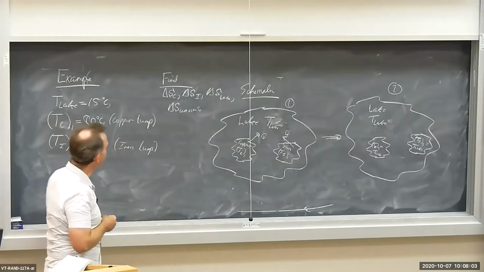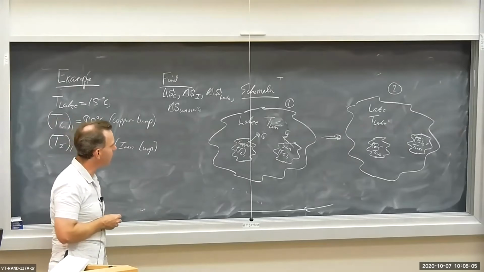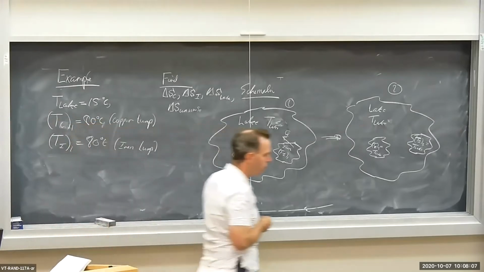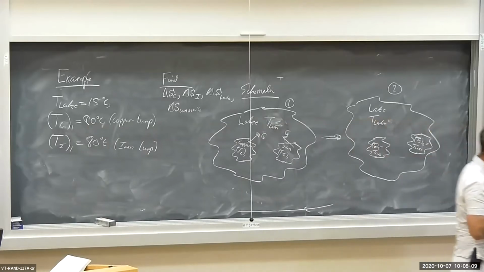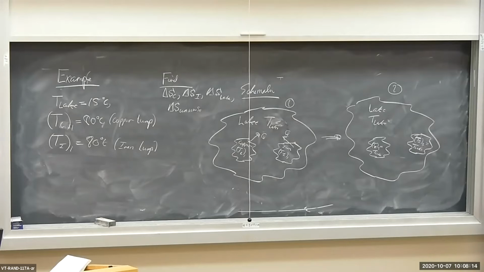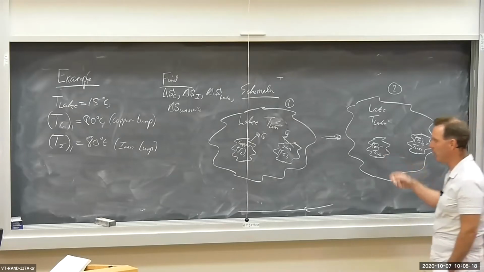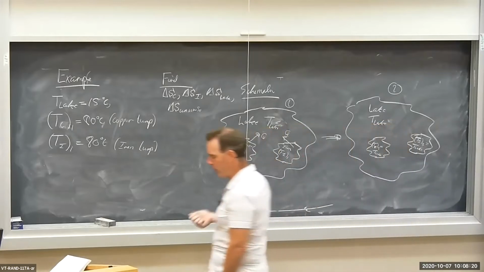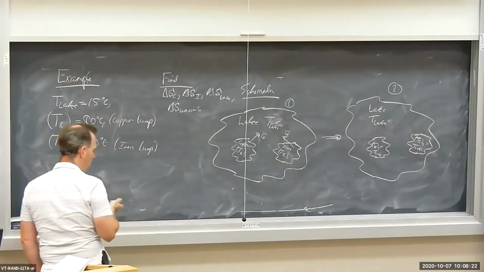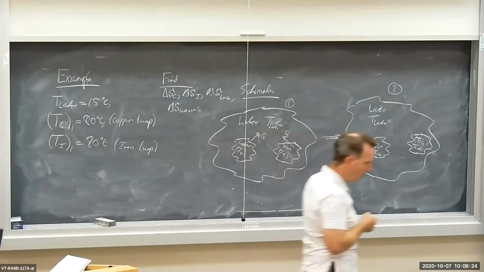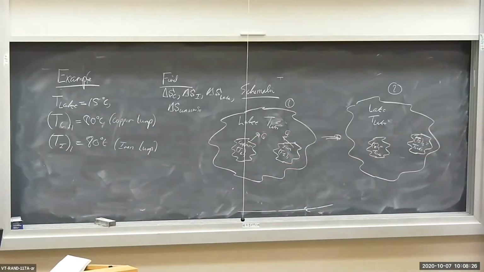So what do we want to find here? We want to find the change in entropy of the copper, the change in entropy of the iron, the change in entropy of the lake water. The lake water surrounds the iron and copper lumps. So find the change in entropy of the lake, the copper, the iron, and then we're going to find the change in entropy of everything.